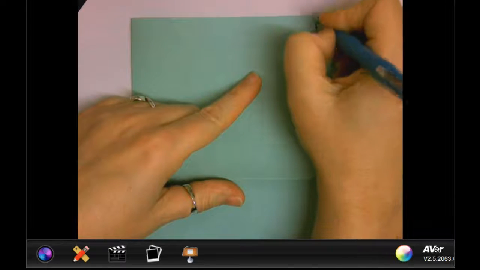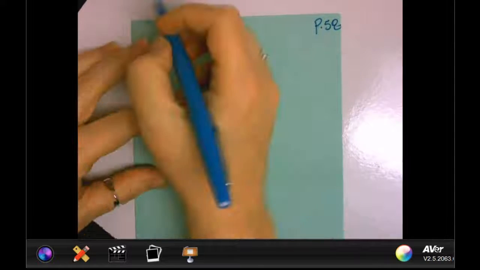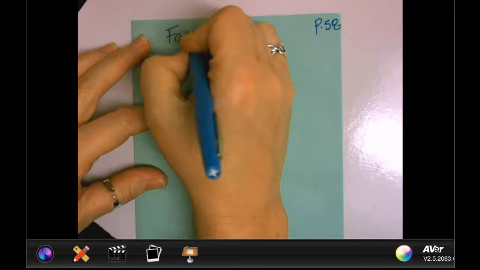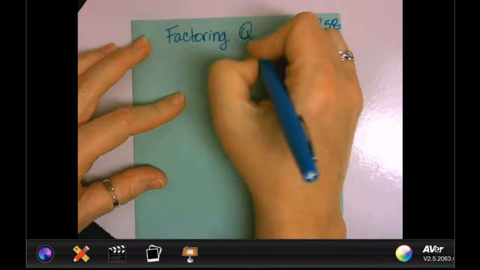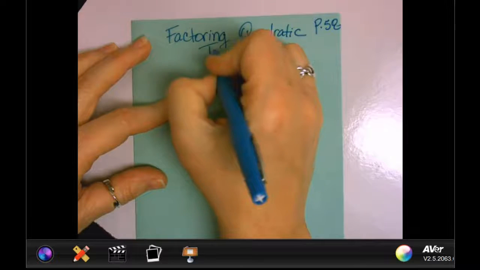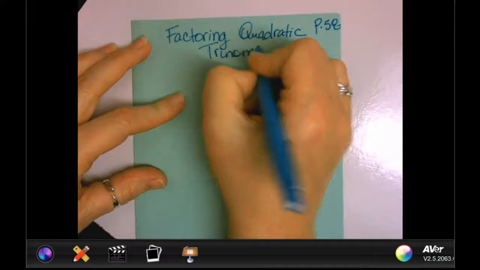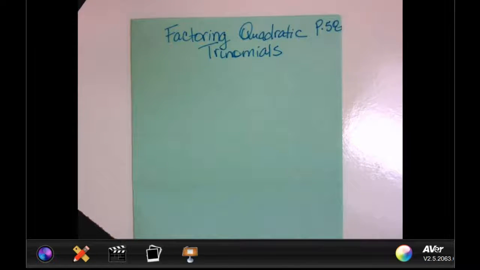So this was page 58. Is that right? So top right-hand corner, page 58. And then this is going to be factoring quadratic trinomials. So you're going to have tons of room to write on all this because I'm not going to use it up. I just wanted to separate it out so you could actually read your stuff.